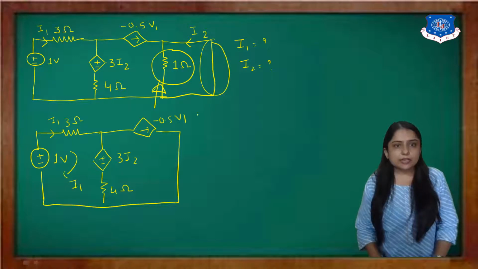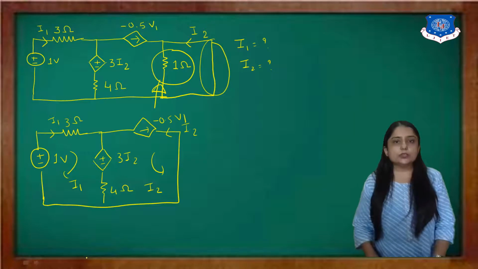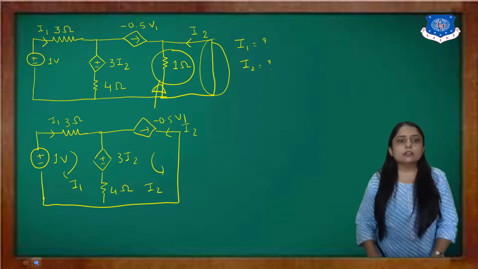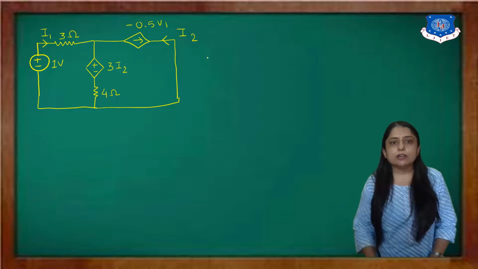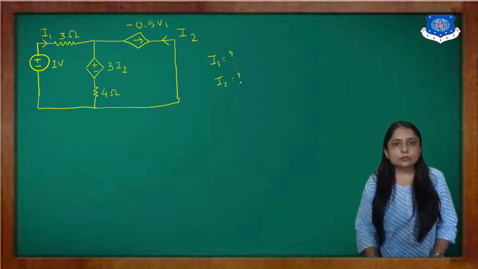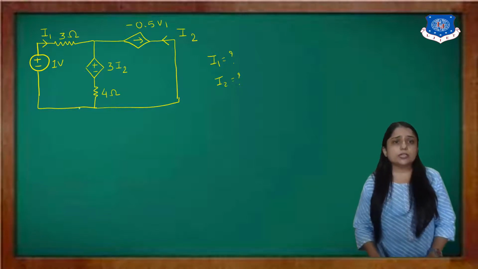Here the current is I1. Here my current is what? It's I2. Alright. In this diagram, what will we do? We will find the current, that is I1 and I2. So how will we find this current?